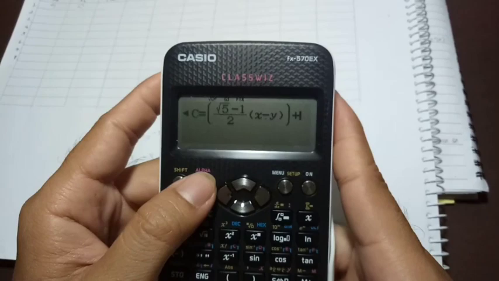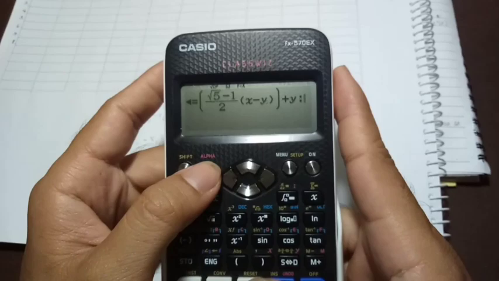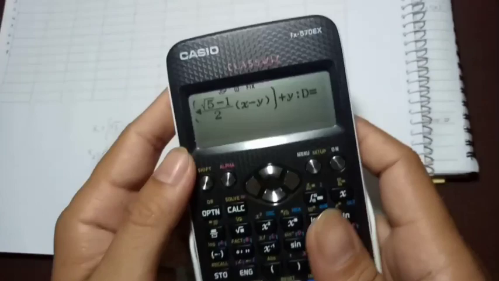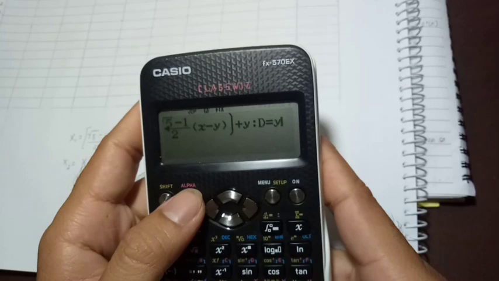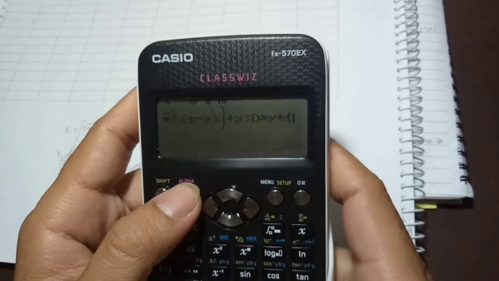For x sub 2, alpha d is equal to, we have a formula for x sub 2, x lower plus x upper minus x sub 1. X lower is y, so alpha y plus x upper is x, alpha x minus x sub 1, which is c, minus alpha c.